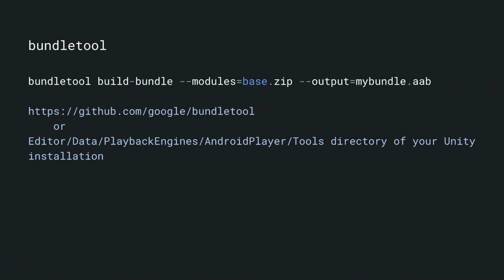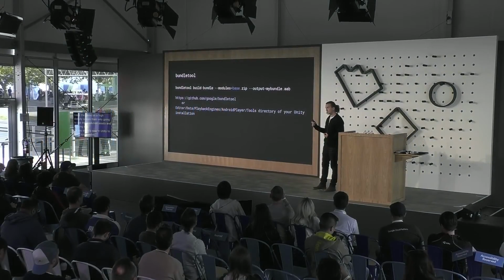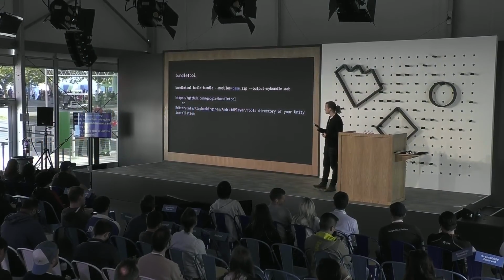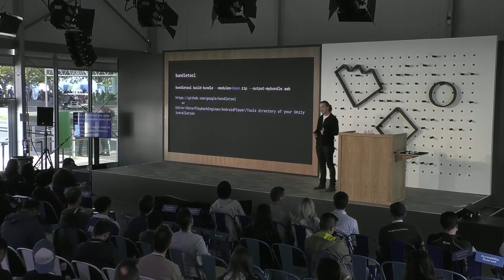Now, as you've seen, it's really easy in Unity to build app bundles. If you have a custom build pipeline, it's also really simple to use Gradle to build an app bundle as well. However, there's another tool called Bundle Tool, which is an amazing product you should check out. It's available on GitHub, or it actually comes with your Unity editor installation.